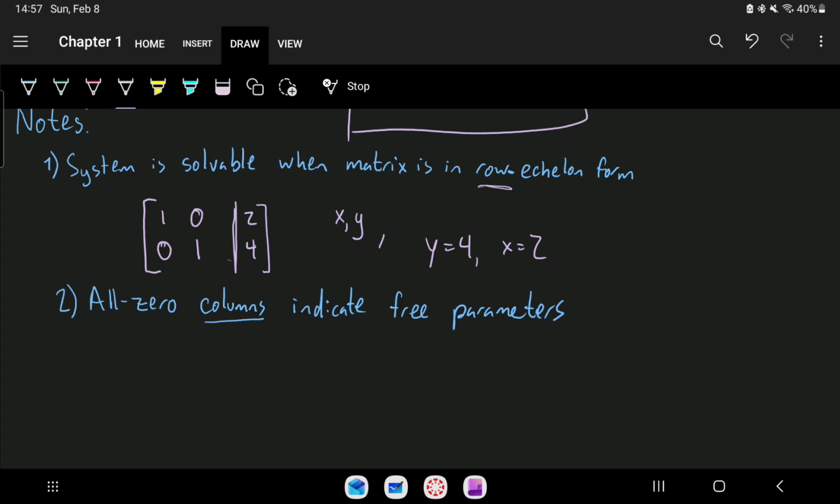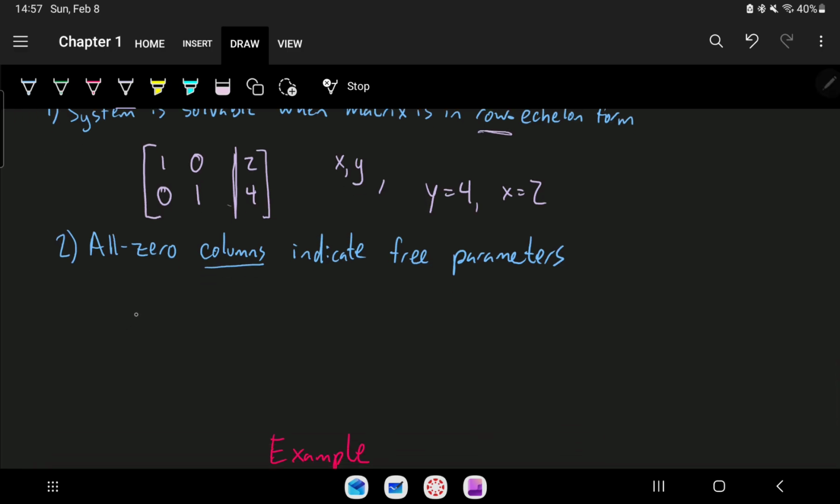The second little note I just wanted to mention is that all-zero columns that you have are going to indicate that that variable will be a free parameter, right? So if you remember, last time we talked about free parameters being a variable that we assign a name, and it can go wherever it wants, and all of the other variables are going to be dependent on what that value is, right?